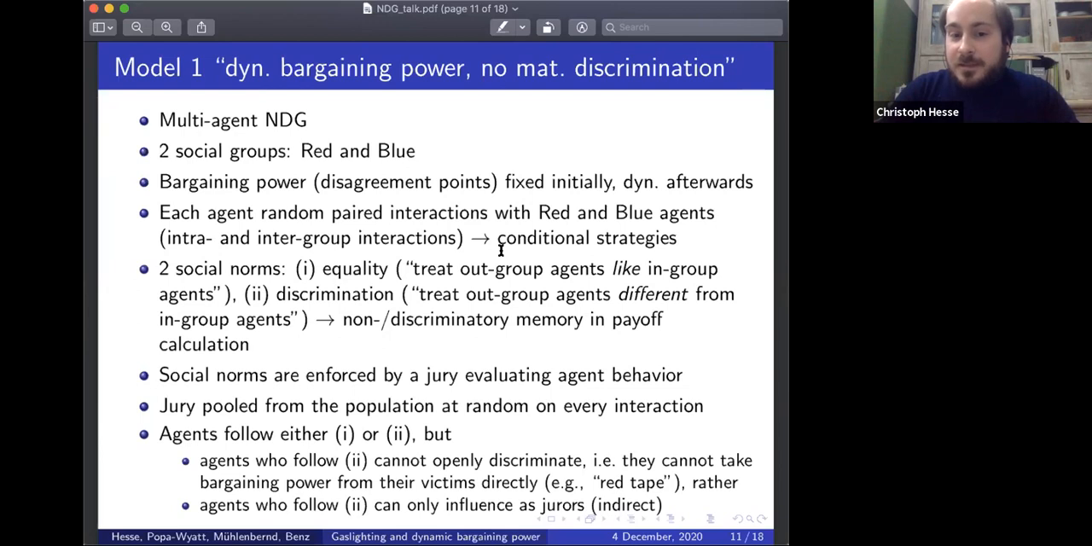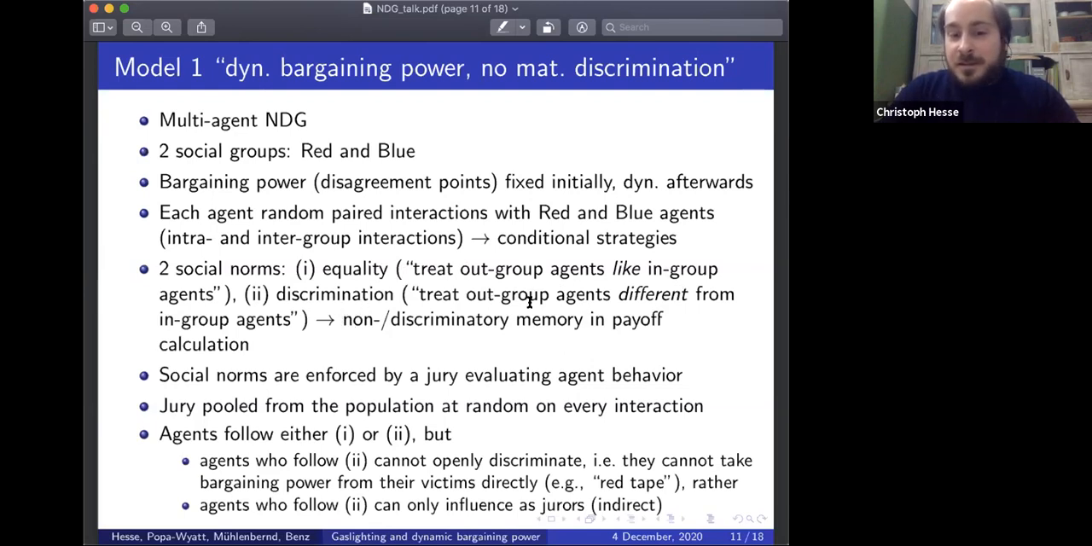And as Roland said yesterday, what the agents learn, what the evolution of the simulation does, they converge on conditional strategies. So behaving based on group membership mostly. And then we have two social norms, equality and discrimination, formulated in the way that I presented earlier. So equality means treat out-group agents like in-group agents. So they're not distinguishing who they're interacting with. Whereas the agents who do discriminate, they see the group differences and they treat them differently.